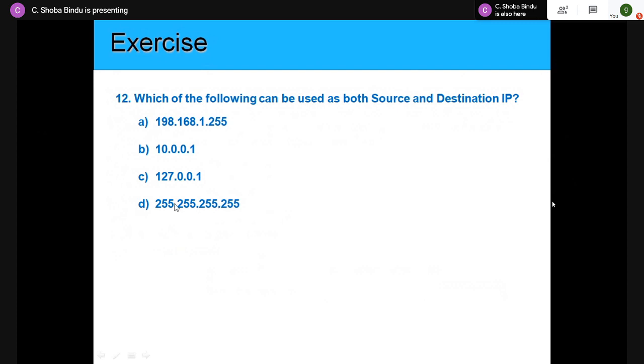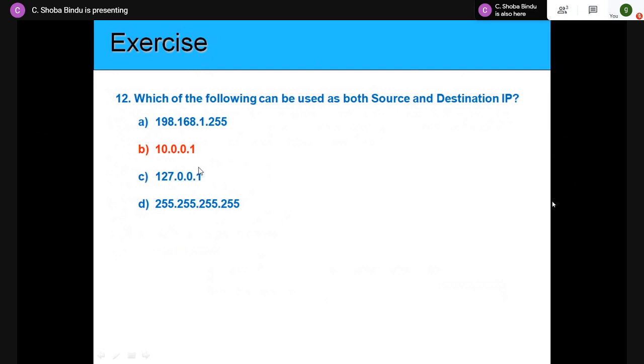This one also cannot be a source, as it is a local broadcast address. So this is not the option. And when we look at this, it is a loopback address. So this is also not the option. So the remaining one is 10.0.0.1. That can be used for both source as well as destination IP.